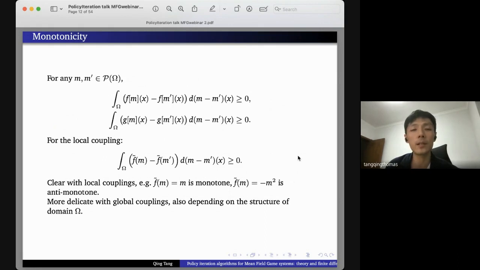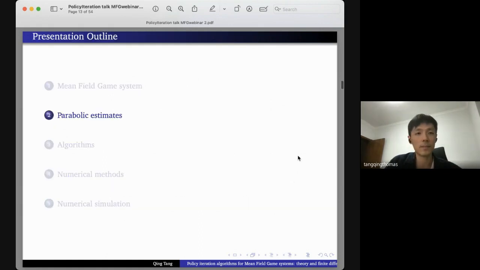For global coupling, it's kind of delicate. For each concrete case, one actually needs to do some proof. So these have been done in many places in the book by Carmona and Delarue for concrete examples. But in order to show that the coupling is monotone, you also need to consider what exactly is omega, the domain that you're working on. That's why I put the omega here.